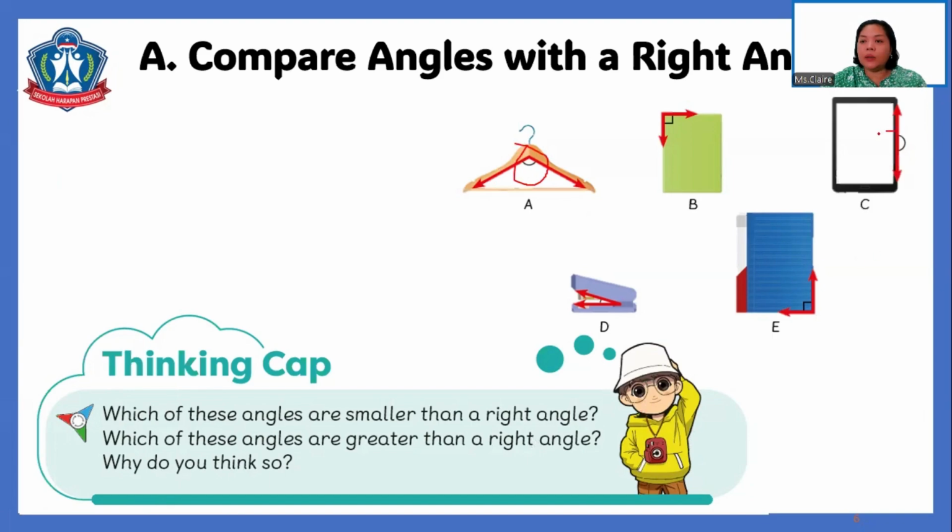And of course, this one, C, because this is a straight line. A straight line is bigger than a right angle. So A and C are greater than a right angle. D is smaller than the right angle. B and E are right angles because they form an L here. You can draw a square on the corner. If you can draw a square on the angle, that is a right angle.